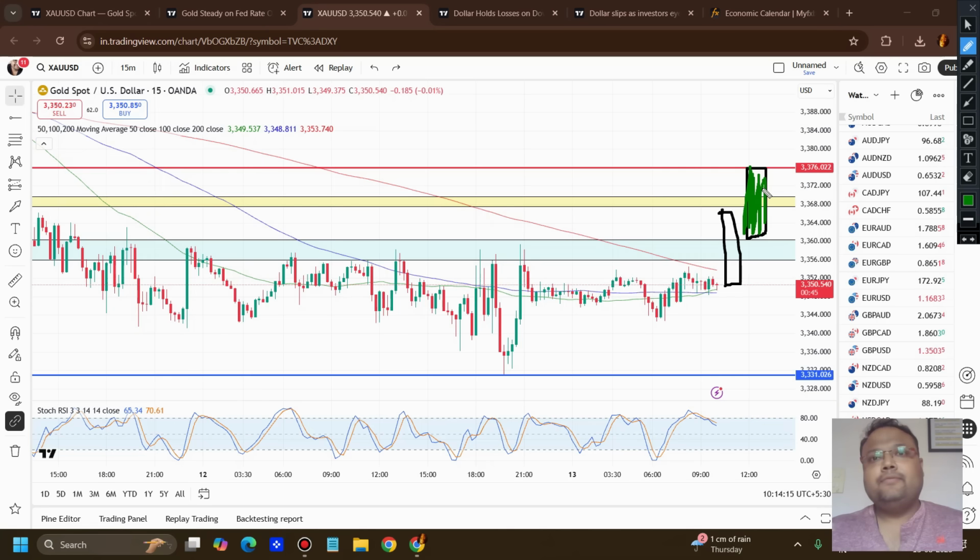If the market goes up with big green candles, the structure will change again.